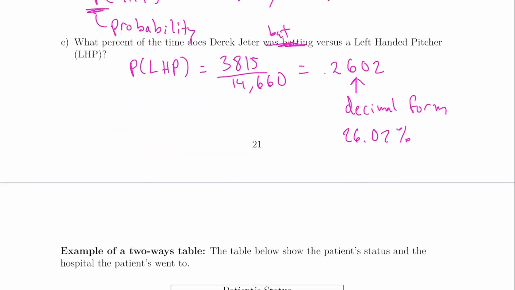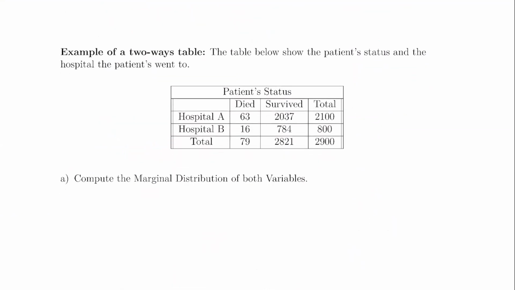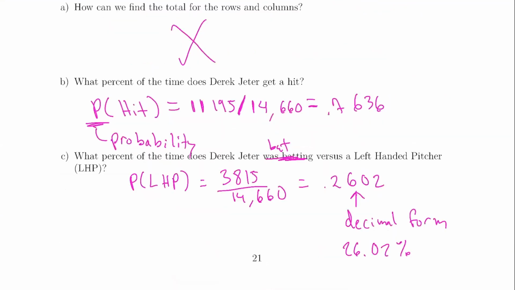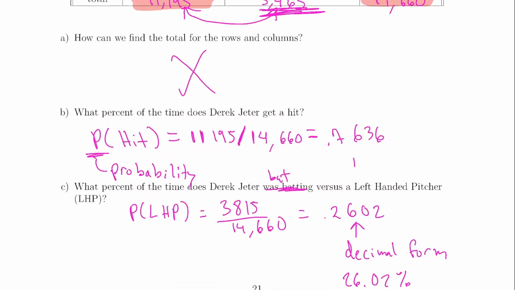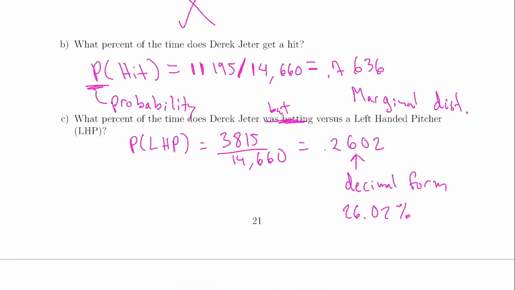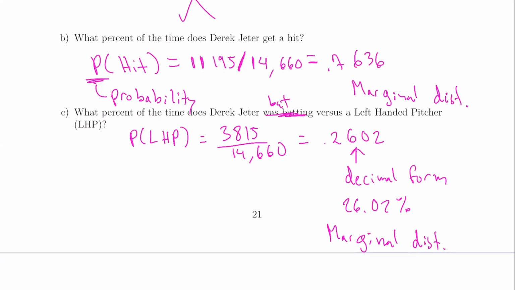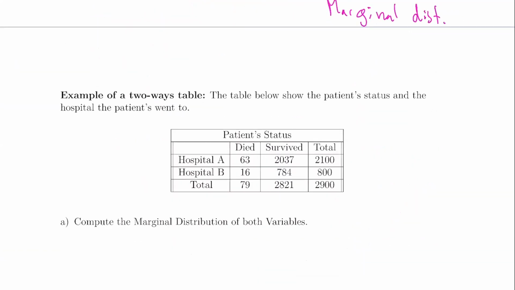All right. So let's go on to this next one. And also, in case you were wondering, both of these are marginal distributions. Because if you look at it, both times we divide by the total amount.